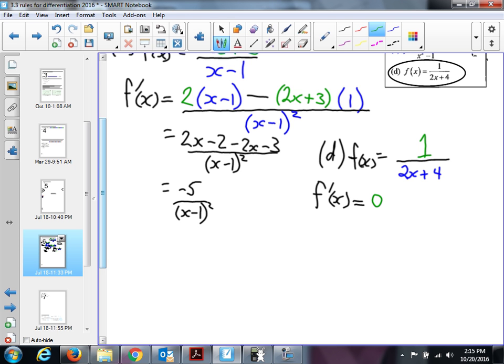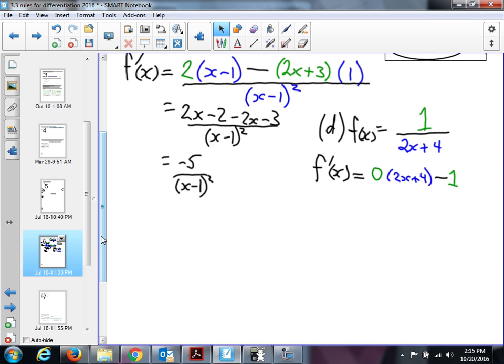So we'll put 0 times the bottom expression left alone. Subtracting the top left alone, so 1. I'm only going to write this down just so I can show you I've taken a look at this step. Times the derivative of the bottom expression. The derivative of 2x plus 4 is just the number 2. All over the bottom squared.